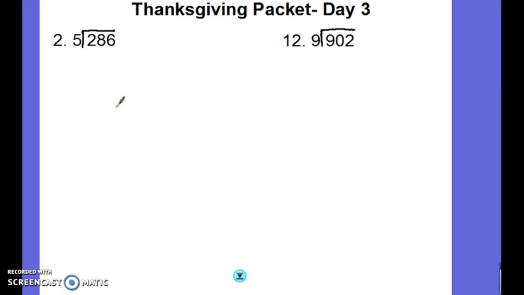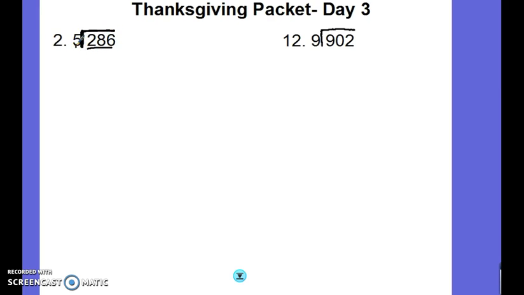Next, I'm going to show you an example for the third day or the third sheet of your math homework for your Thanksgiving packet. So the directions say that you need to use the ice cream cone method. So hopefully you took that little orange card home that has your steps as to how you divide using this ice cream cone method. So this symbol right here is saying divided by. So it's saying 286 divided by 5.